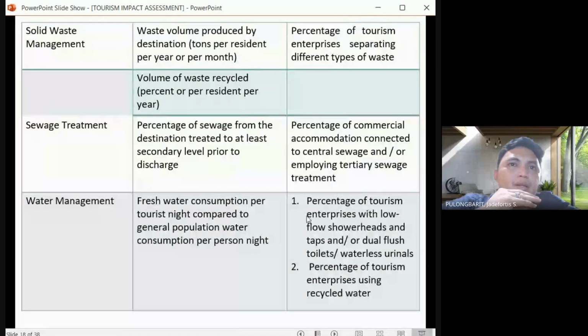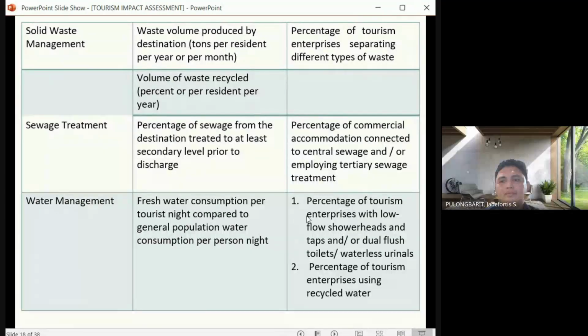Okay, for water management, the core indicator is to determine the freshwater consumption per tourist night compared to general population water consumption per person night. The optional ones: number one, percentage of tourism enterprises with low flow shower heads and taps and/or dual flush toilets, waterless urinals. Number two, percentage of tourism enterprises using recycled water.